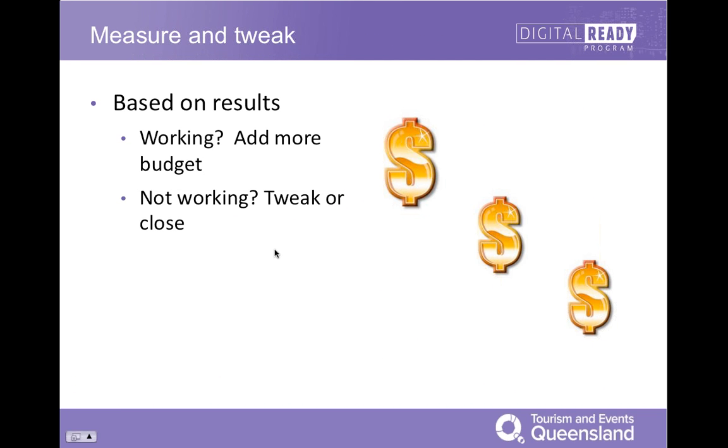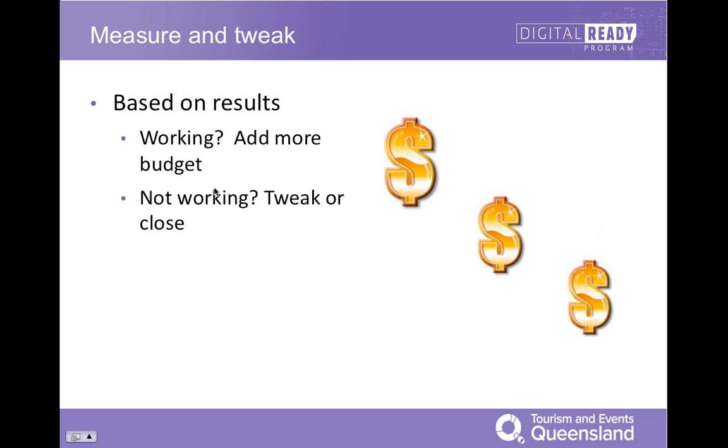Okay. So measure and treat. Based on results, when you have something in market and you're spending money on it, after 24 hours you should be able to get some robust reporting in, or even sooner than that depending on the platform. Have a look at it after a day and see if it's working.